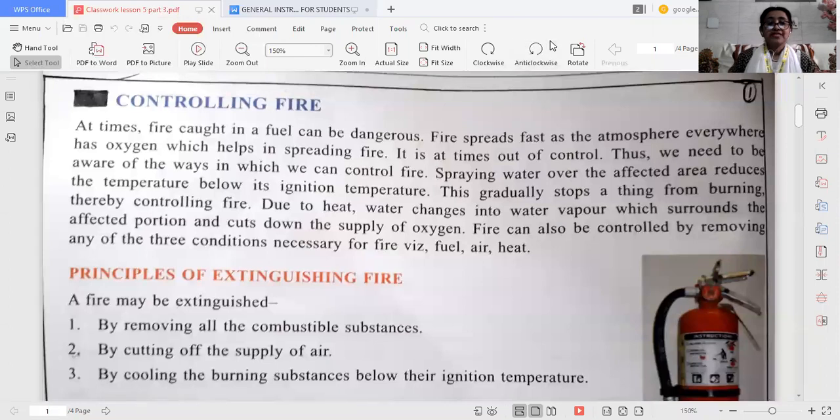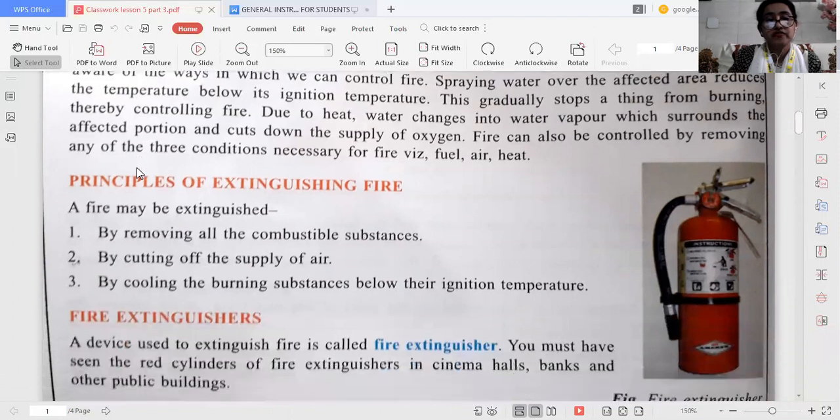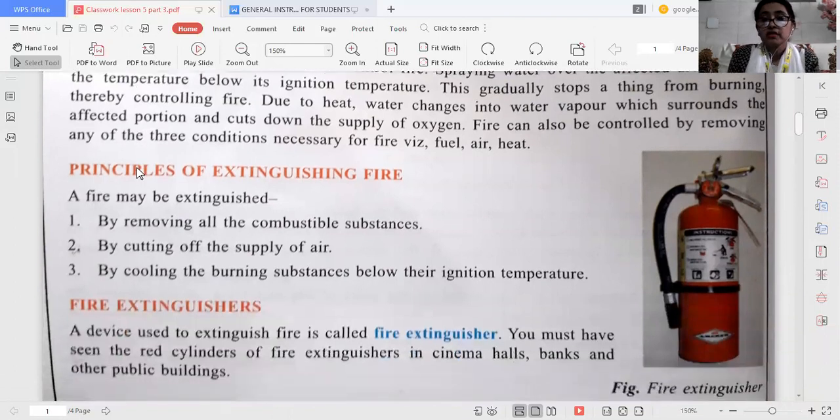Today we will start from controlling fire. How to control fire? If the fire is there, it is very important we should know the principles of extinguishing fire. Like there are principles for combustion of fire, in the same way there are three main principles for extinguishing fire. Number one, by removing the combustible substance. If a fire is there, first of all, we can remove the combustible substance from there.